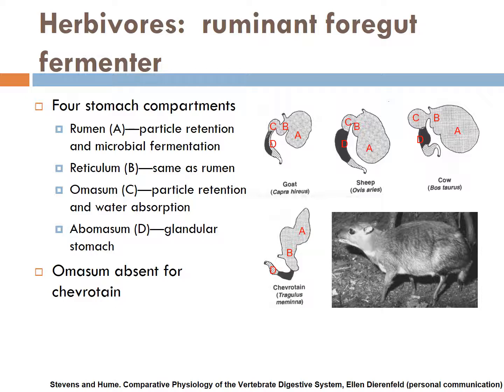The omasum is absent in the chevrotain, and we can see the chevrotain at the right. Chevrotains are referred to as primitive ruminants. They're thought to most closely resemble the ancestral ruminant. They're very small. They're the size of a large rabbit. Males have enlarged canines. This particular specimen is a female. You can't see them. Their diet is principally fruit, but if they see a mouse, they'll eat that as well. It's thought that they reflect a ruminant that existed before the omasum evolved.